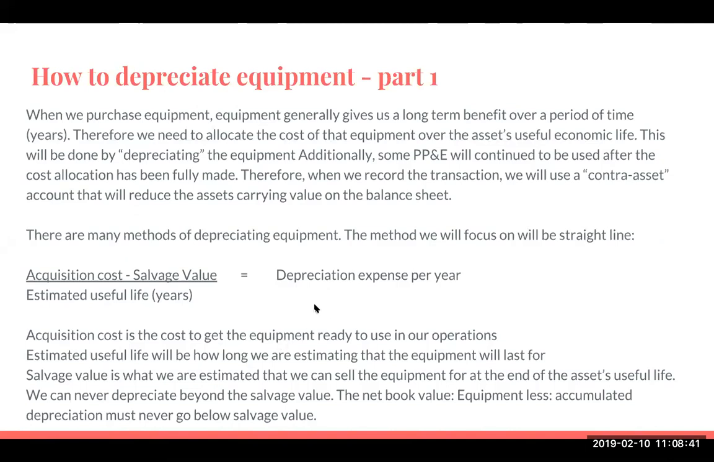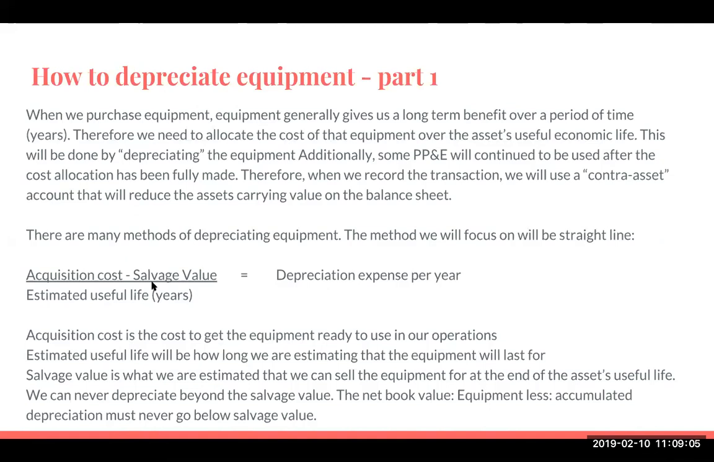There are many methods of depreciating equipment, and I have later videos that go through those, including double declining balance and units of production. We are focused here on straight line. When I'm doing adjusting entries, I like to layer everything. We're going to talk about equipment in a later section, but right now we're just getting a basic understanding.